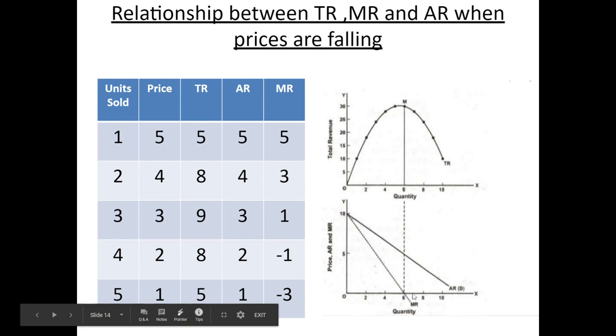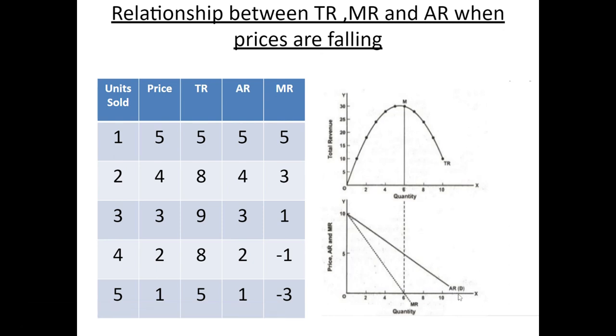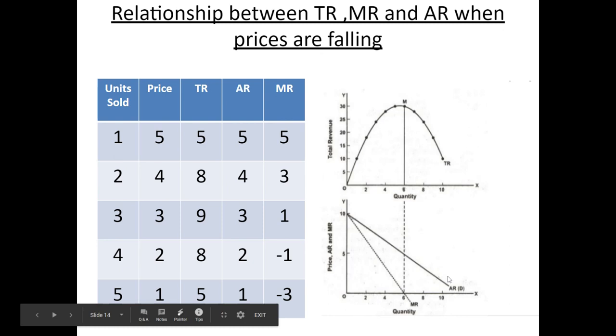You can also see that MR curve is positive till this point. At this point, it has touched the x-axis and then it has become negative. But look, AR curve will never touch the x-axis, students, because TR can never be 0.